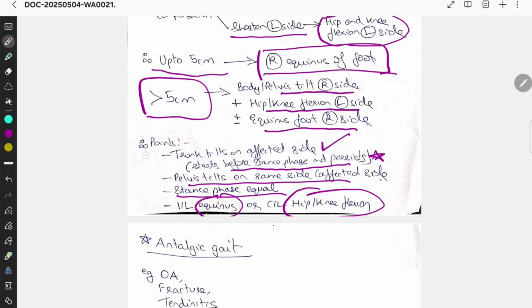So trunk tilting over the affected side to functionally take the foot to the ground in the plantigrade position and effectively decrease the body length on the opposite side. Second, pelvic tilt on the same side, stance phase equal, ipsilateral equinus attitude or contralateral hip or knee flexion.